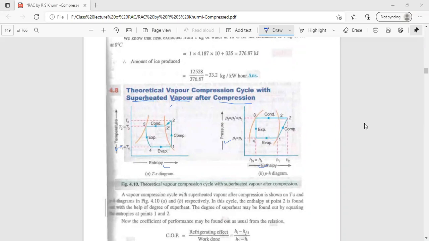The refrigerant at the inlet is directly vaporized on the saturation vapor line, point 1. This line is the saturated liquid line, and this is called the saturated vapor line itself. Same is the case here, the saturated liquid line and the saturated vapor line.